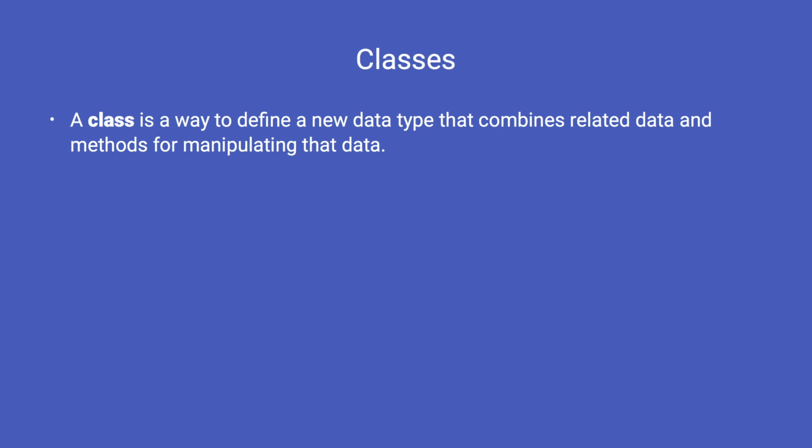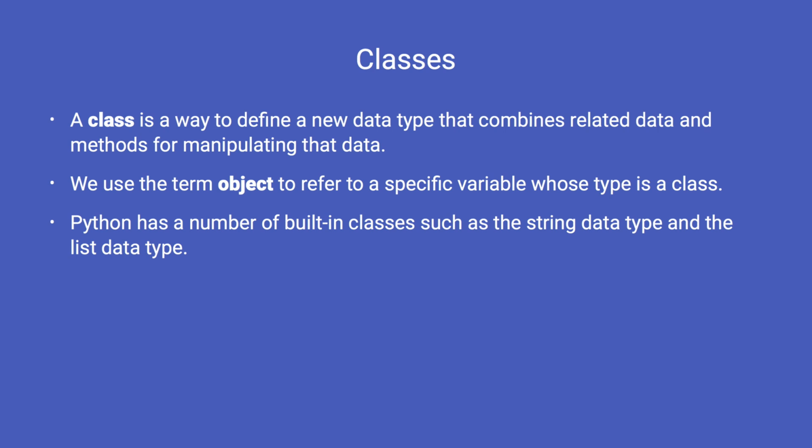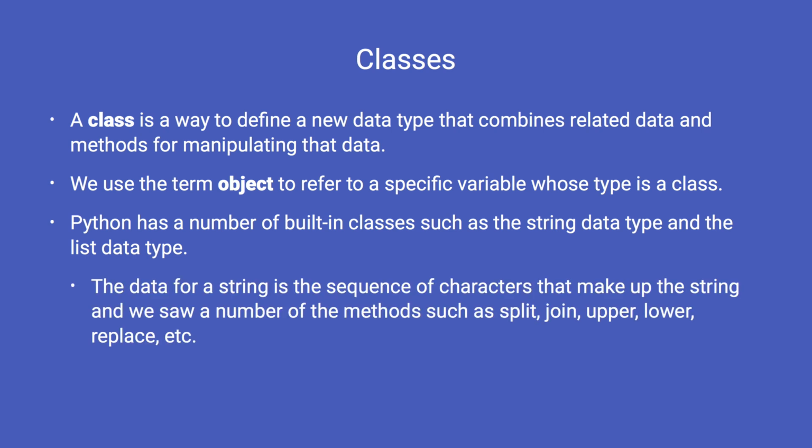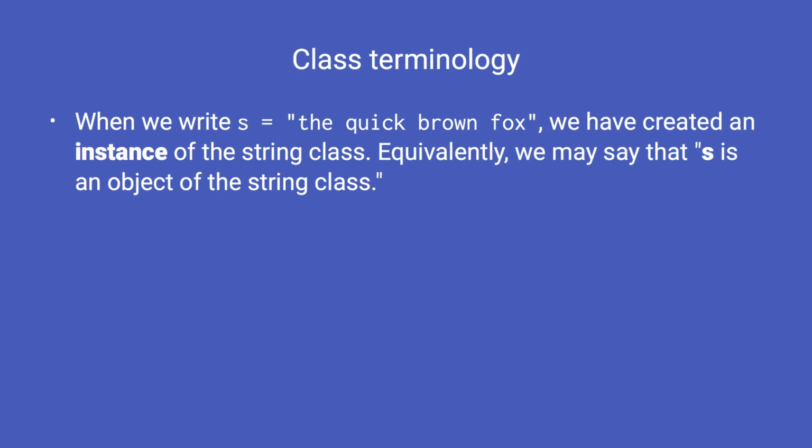A class is a way to define a new data type that combines related data and the methods for manipulating that data. We use the term object to indicate a variable whose type is a class. Python has a number of built-in classes, such as the string and list data types we have already used. The string class combines the sequence of characters that the string consists of and methods such as split, join, and upper that operate on that data. The list class contains a sequence of values, along with methods such as append and sort. When we create a string, we refer to that object as an instance of the string class. Equivalently, we may say it is an object of the string class.